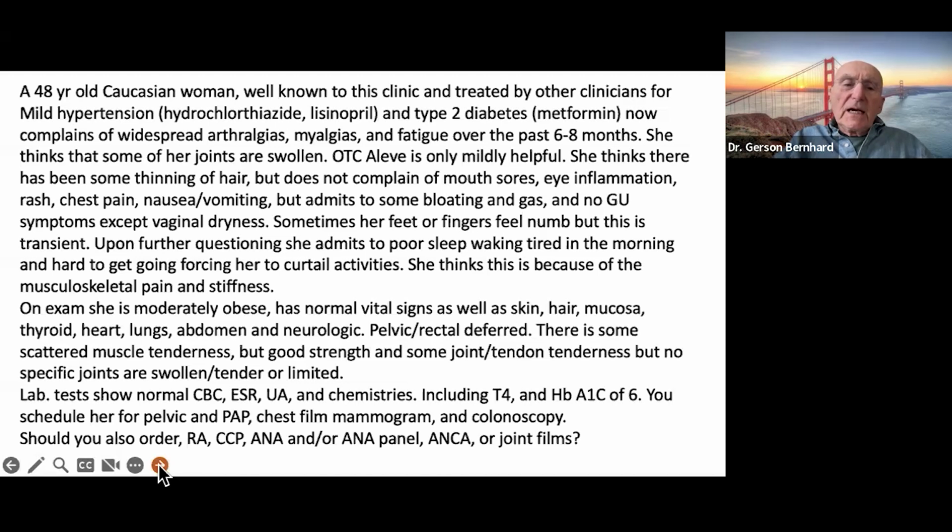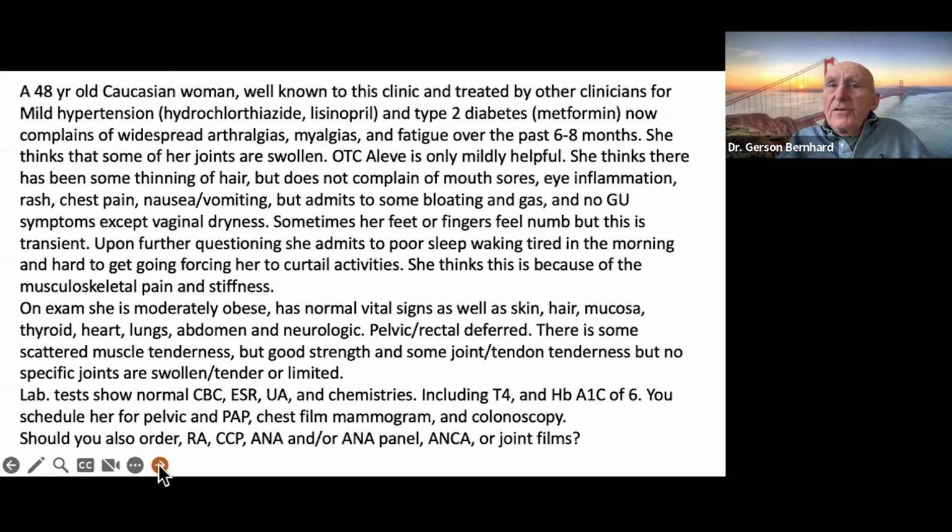Rash, no. Chest pain, no. Nausea or vomiting, no. But if you pursue this, well, yeah, there's some bloating and gas, sort of suggesting that she may have irritable bowel. She has vaginal dryness, but no specific mucous membrane lesions.